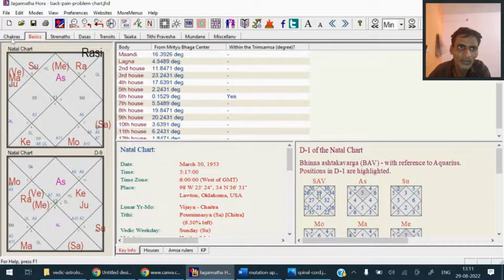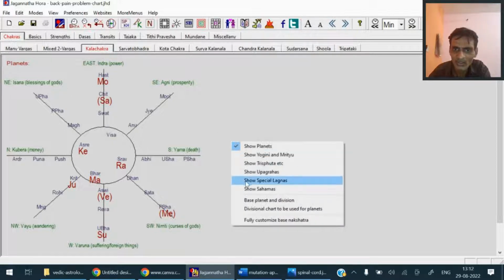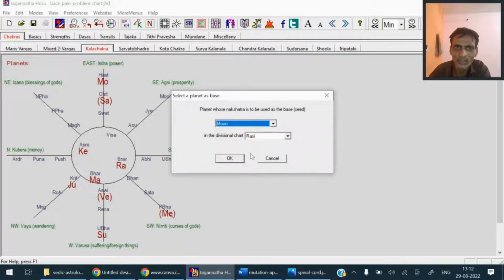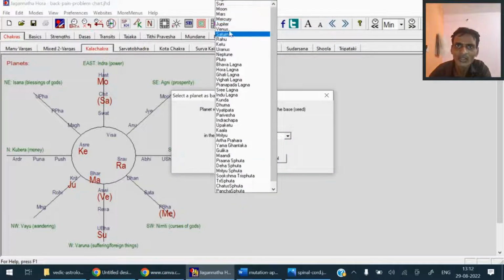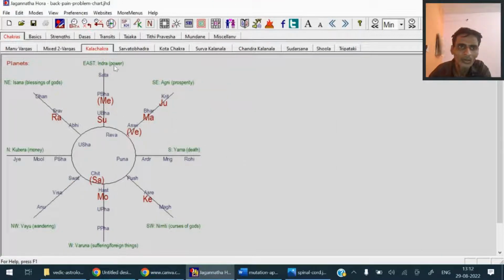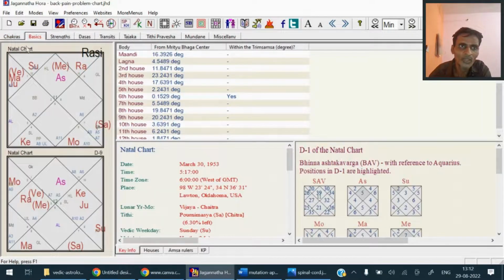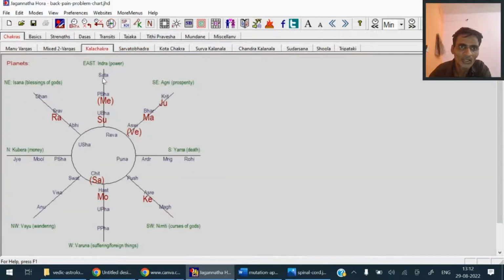So let us look at the Kala Chakra chart. And this is the Kala Chakra chart, with respect to Moon. First of all, let's change the base planet and division and make this Kala Chakra chart with respect to Lagna. So now it has changed the reference point. This Indra power is the reference point, Satabisha. As you can see, her ascendant is placed in Satabisha. So the reference point has now been changed in the Kala Chakra chart, and it is with respect to Lagna.